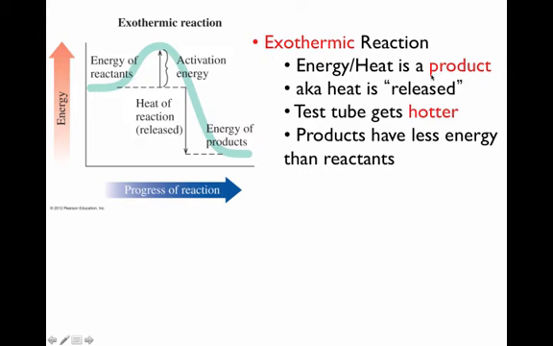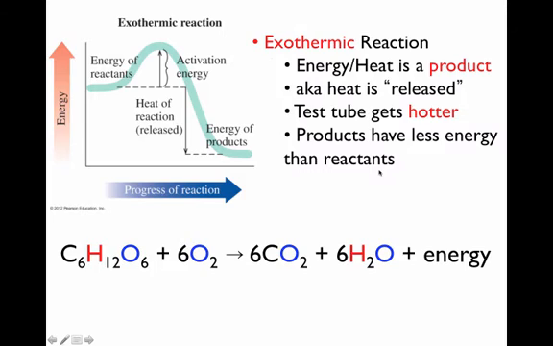And so here are some features of exothermic reactions. Energy or heat is produced. What that means is you can think of energy or heat as being a product in the chemical equation. Another way of thinking about it is that heat is released. When you do an exothermic reaction in the lab, in a test tube, what ends up happening is that because heat or energy is released, the test tube that you're doing the reaction in gets hotter because energy is released to the outside world. The other way of thinking about it is shown here: the products that you end up with have less energy than the reactants.